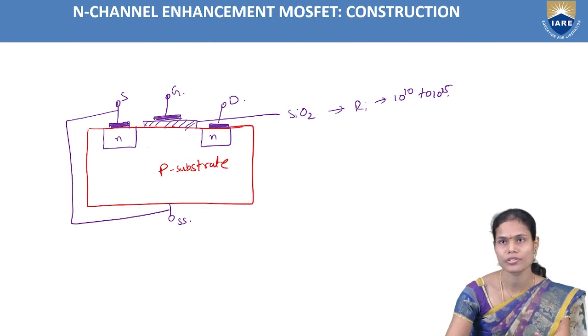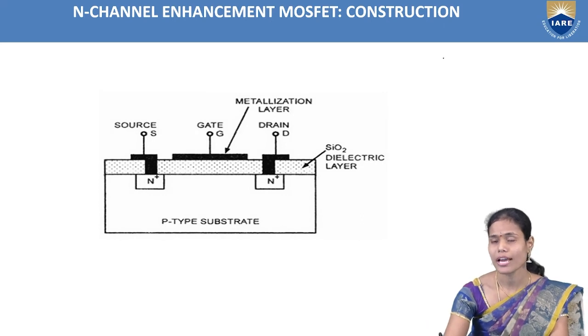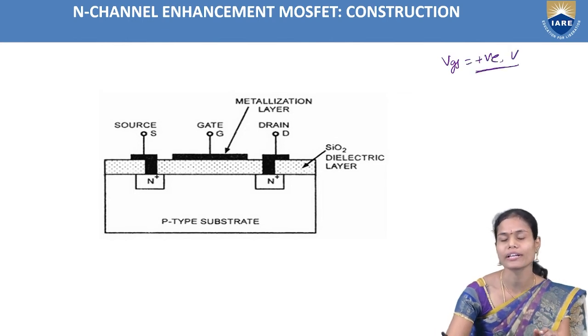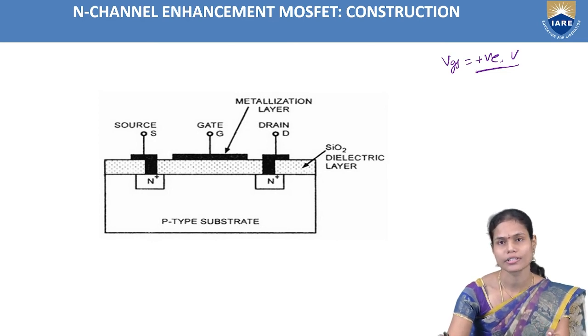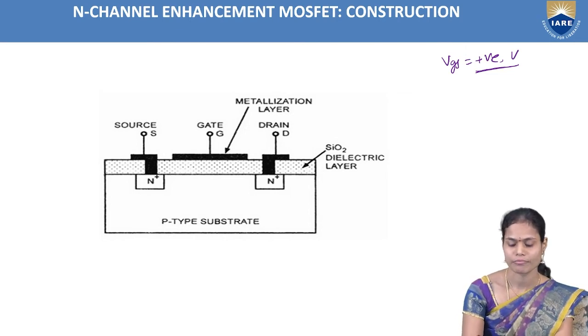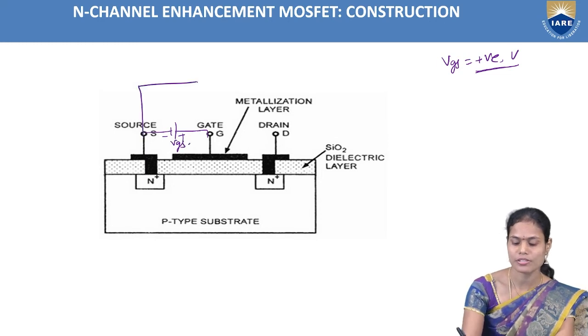So while coming to the operation of the enhancement MOSFET, it will operate for only positive values of VGS. It will provide the current for positive values of VGS. It will not provide the current for the negative values of VGS. So that's why it is called an enhancement MOSFET. So here between gate and source we need to provide the positive voltage, that is VGS, and again this one is common between drain and source.